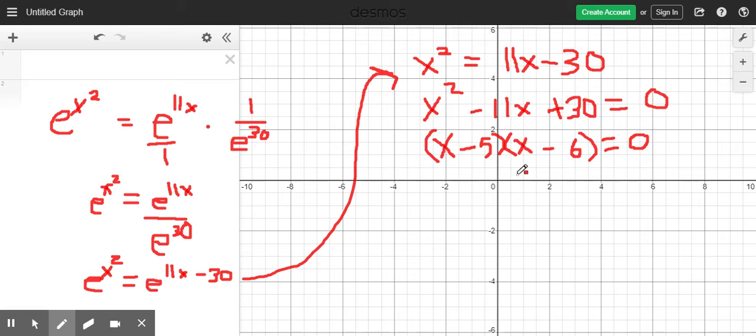Okay, let's double check that we factored it right. X times x is x squared, so that checks out. X times negative 6 is negative 6x. Minus 5x would be negative 11x, so that checks out. And then negative 5 times negative 6 is positive 30. So we know we factored it right.